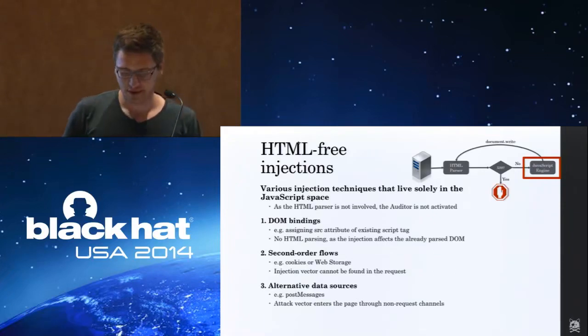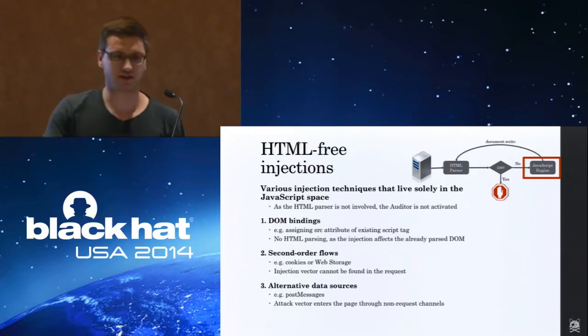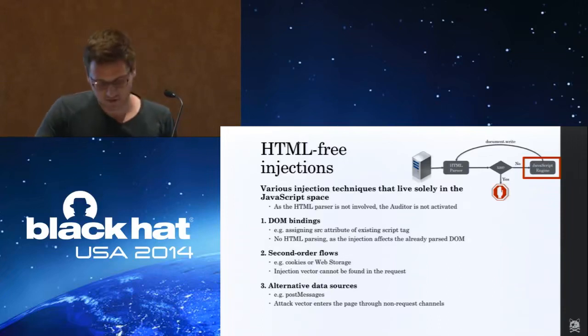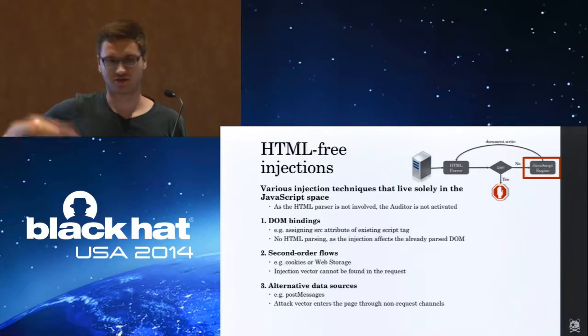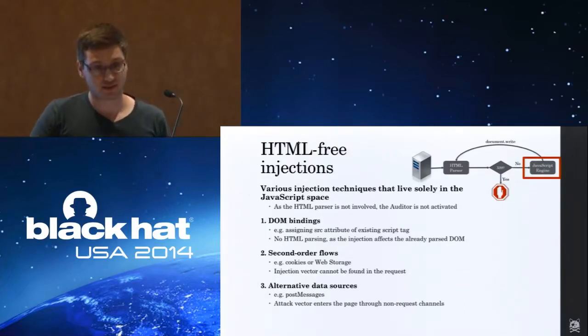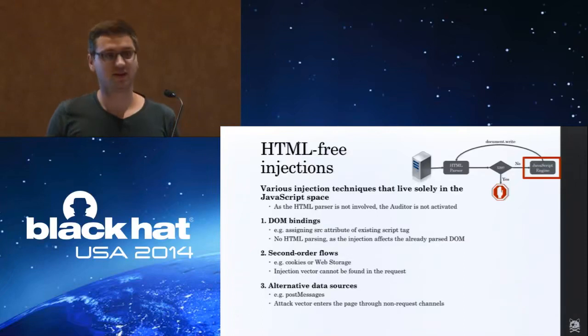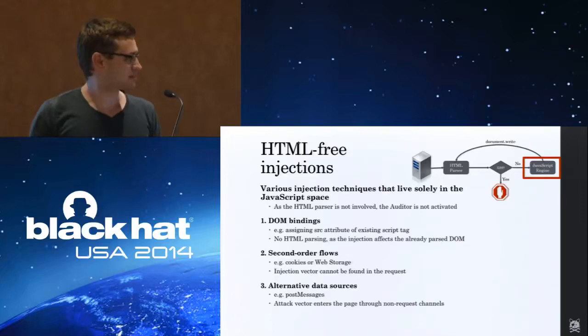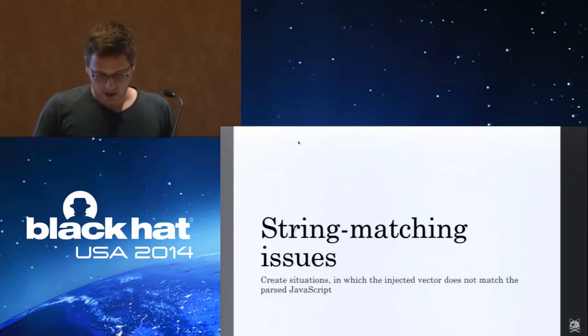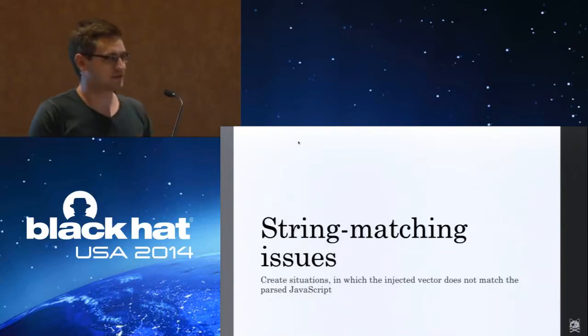And third, there are also alternative data sources. With HTML5, there are postMessages that allow you to send messages across domain boundaries. Martin already said the same-origin policy is usually in the way of that. But if you can get a reference to another window, you can call window.postMessage and send one of those messages. Again, this is not an HTTP request, but happens completely inside the browser. So as the auditor is not looking at these things, it can't find them. All right, to demo these things would be kind of lame because it's super straightforward.